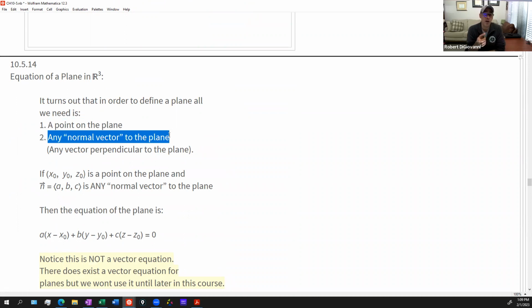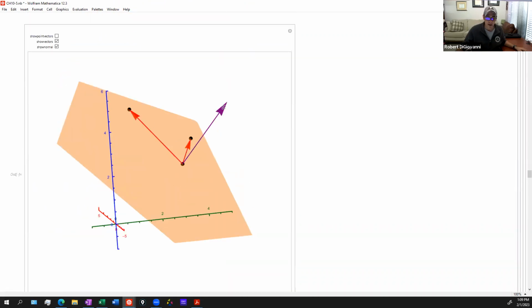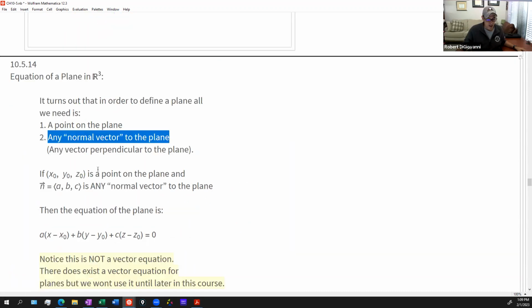So remember, when you do a cross product, the order that you do the cross product matters, right? If I would have crossed those 2 red vectors the other way, this purple vector would just be pointed out the other side of the plane, but it would still be orthogonal to the plane. So there's not a unique normal vector. Any scalar multiple of that purple vector would qualify as being a normal vector to the plane, which is why I say here, any normal vector to the plane. As soon as you have that, you've defined the plane.